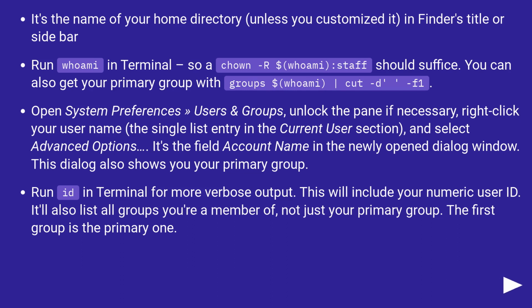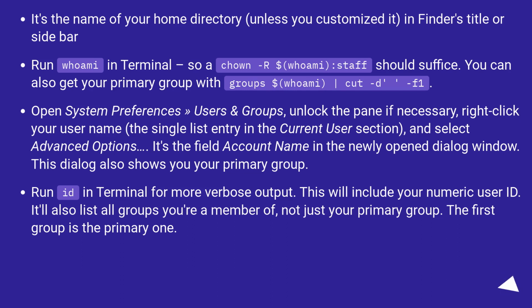It's the name of your home directory, unless you customized it, in Finder's title or sidebar. Run whoami in terminal, so a $ whoami, column staff, should suffice. You can also get your primary group with groups $(whoami) | cut -d' ' -f1.